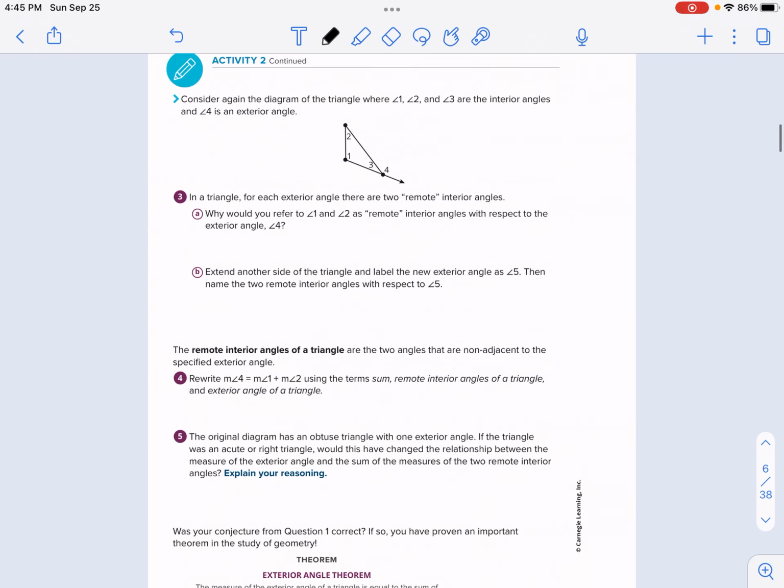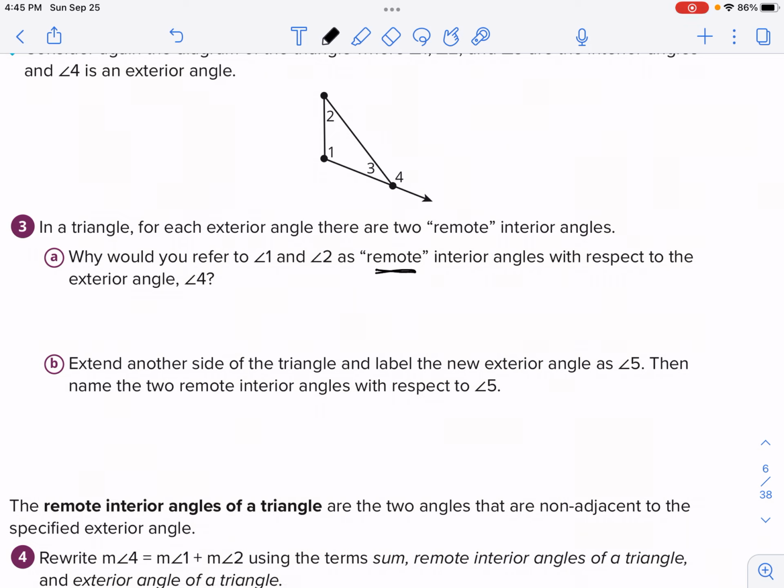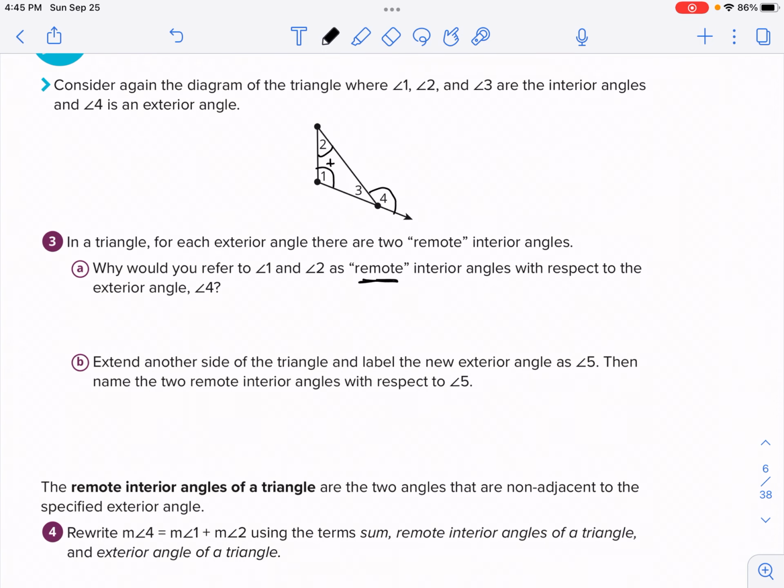Okay, so these are called remote angles. Remote angles are non-adjacent. Adjacent means next to, so these are angles that are not next to each other. So this angle plus this angle, I'll put a plus, equals this angle. I'll put that here again. So angle 1 plus angle 2 is equal to angle 4.